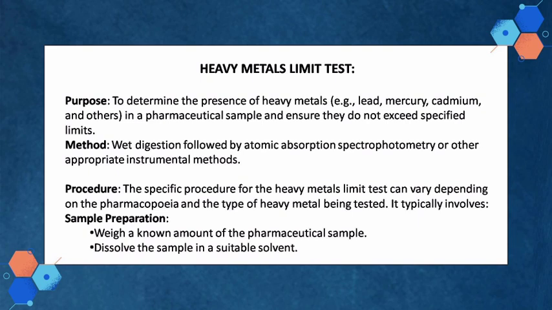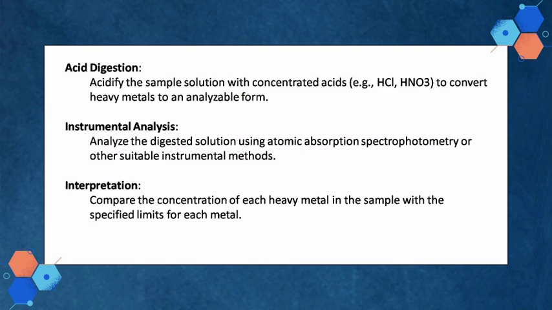Under this, weigh a known amount of the pharmaceutical sample. Dissolve the sample in a suitable solvent. Next, acid digestion. Acidify the sample solution with concentrated acids, example, HCl, HNO3, to convert heavy metals to an analyzable form. Next, instrumental analysis. Under this, analyze the digested solution using atomic absorption spectrophotometry or other suitable instrumental methods. Last step involves interpretation. Compare the concentration of each heavy metal in the sample with the specified limits for each metal.